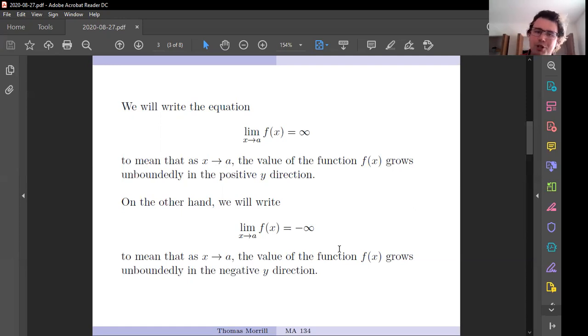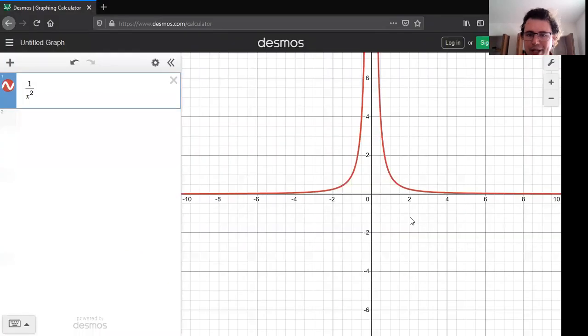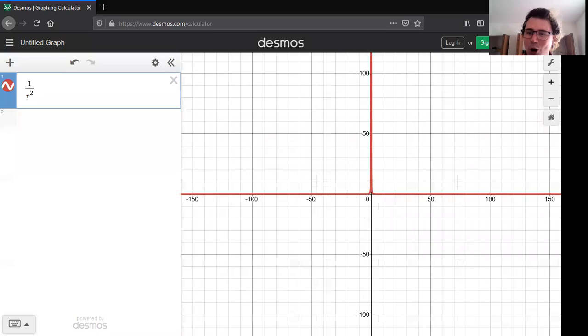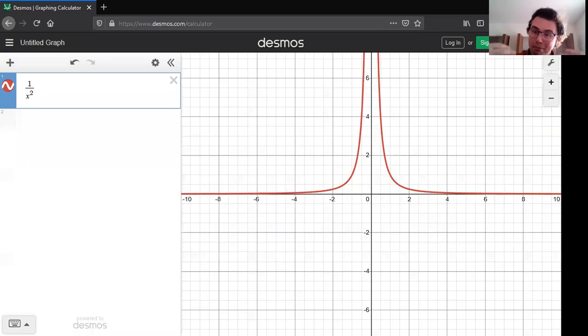That just means the function grows unboundedly, like we can see in the picture. This picture here. So as x approaches 0, my y value grows without bound. It doesn't matter how far I zoom out, I can't actually see the whole picture. So that's what I mean by limit of f of x equals infinity.